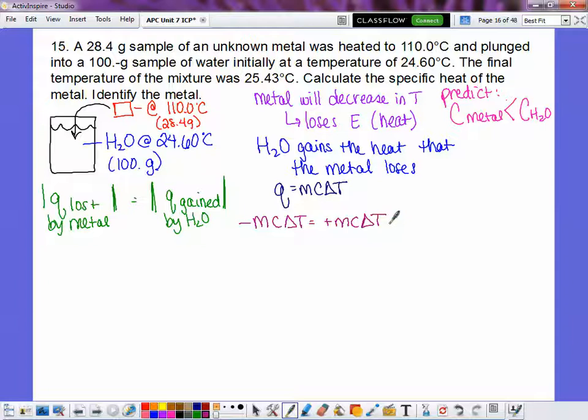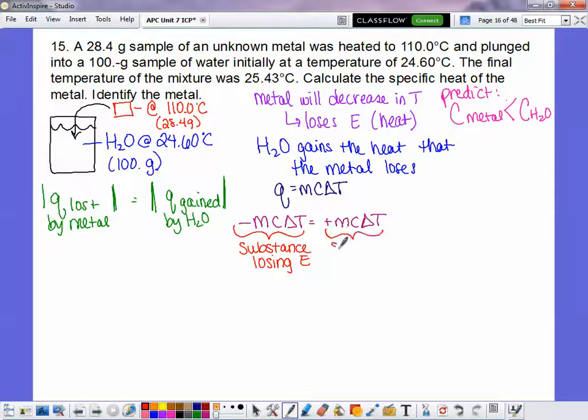Negative MCΔT equals positive MCΔT, where negative MCΔT would be for whichever substance is losing energy, and positive MCΔT would be for the substance gaining energy. In this case, we're going to plug in the information for the metal into negative MCΔT, and the water is going to be the positive MCΔT. Okay? So what is the mass of our metal?